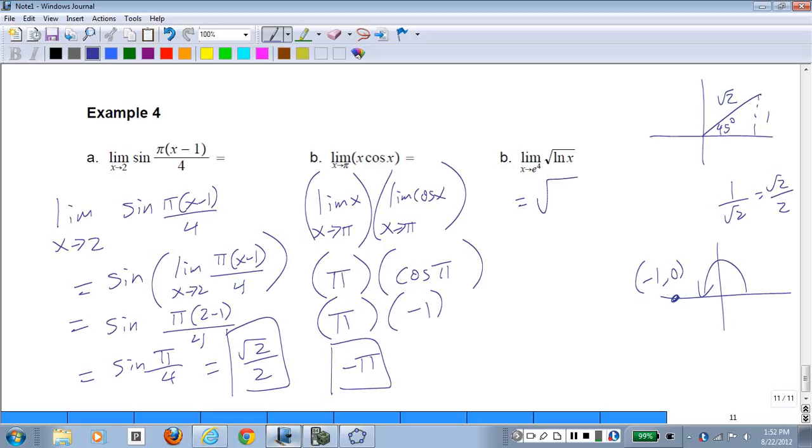The square root of the limit of the natural log of x as x approaches e to the 4th power. So I'm simply going to evaluate the natural log at e to the 4th power. So the natural log of e to the 4th power is the power that e can be raised to get e to the 4th power as the answer, which is 4. And the square root of 4 is 2.